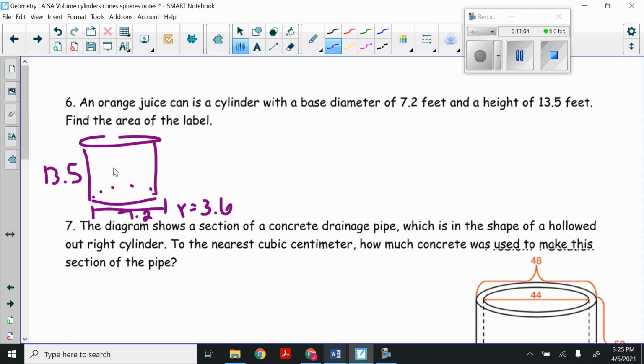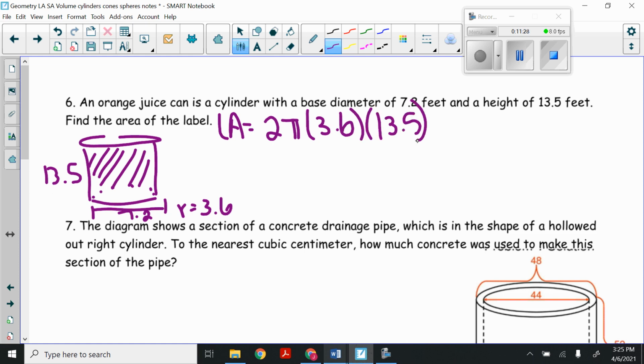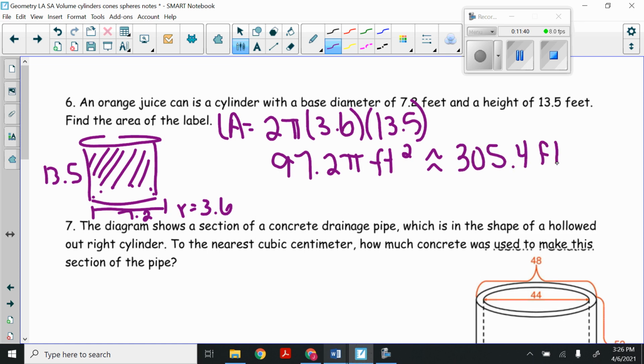Okay, again, we've talked about this. If we're going to put a label on the cylinder, we don't cover the top. We're only covering around the curve. So this is lateral area. If they ask me to find the area of the label, they're asking for lateral area. So lateral area of a cylinder, 2 pi times my radius, 3.6 times my height, 13.5. So that is 97.2 pi square feet. Or if I actually multiply through by pi, I would get 305.4 square feet is the area of that label. So that is a really big orange juice can.